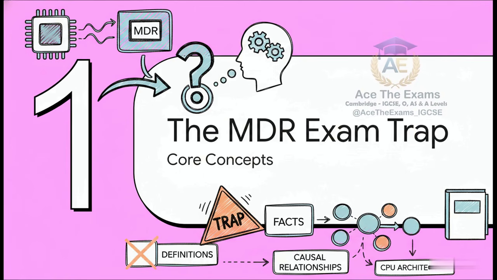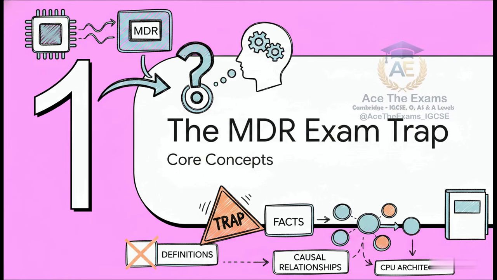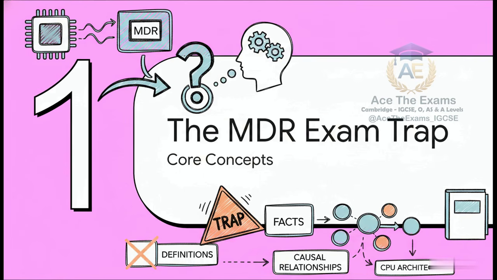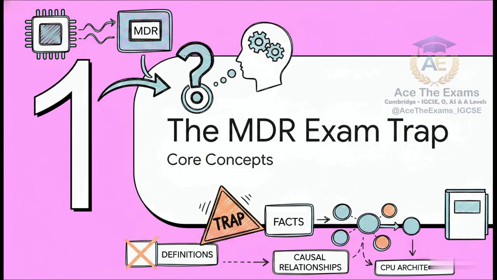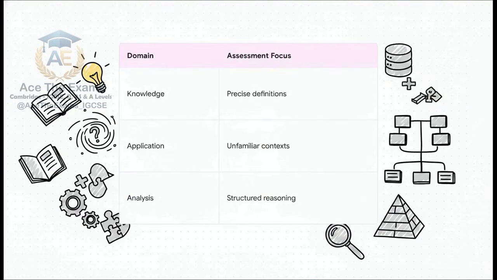You need to know exactly how data flows from RAM across the data bus and into the MDR during the fetch-execute cycle. If you just define the MDR without explaining its relationship to the rest of the system, you've fallen right into the trap. Let's break down exactly how you're being tested.